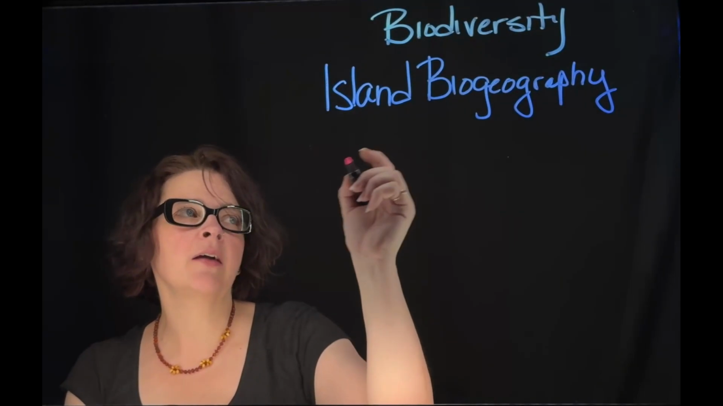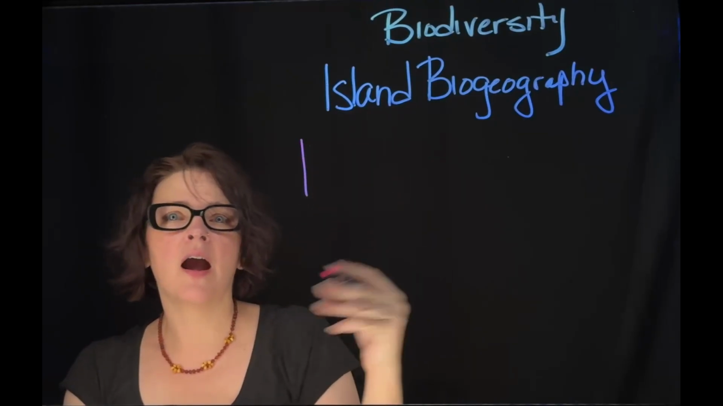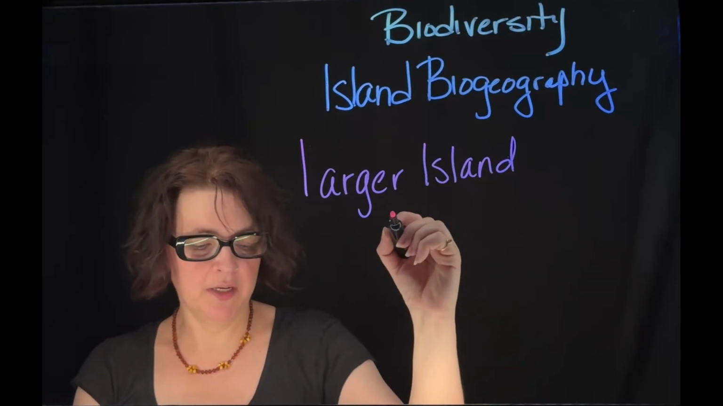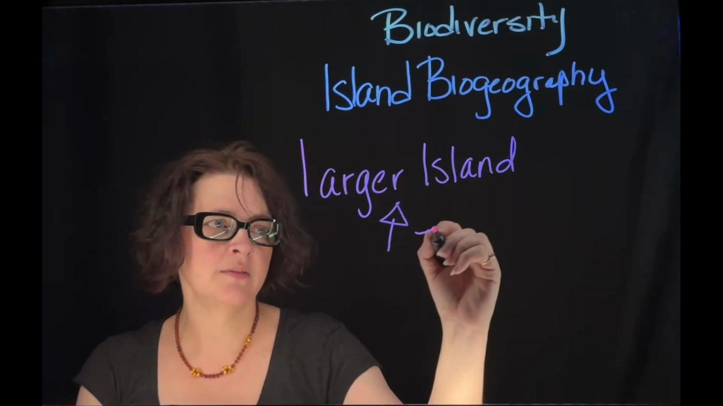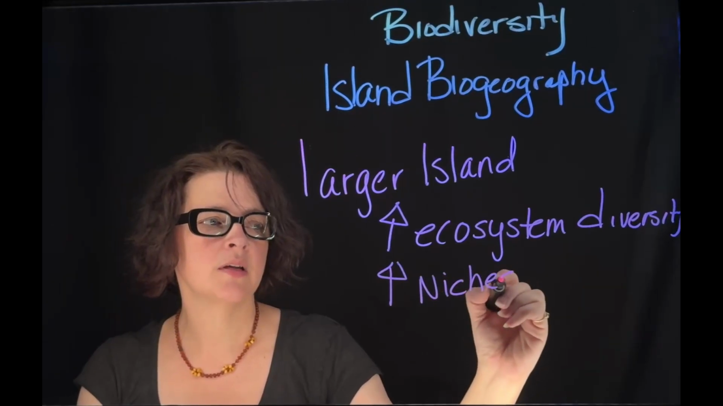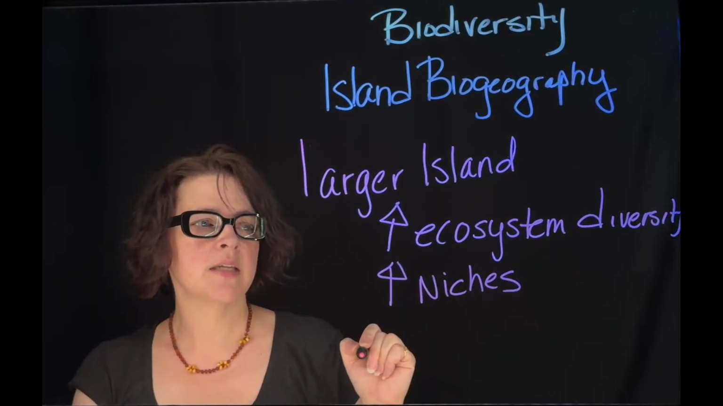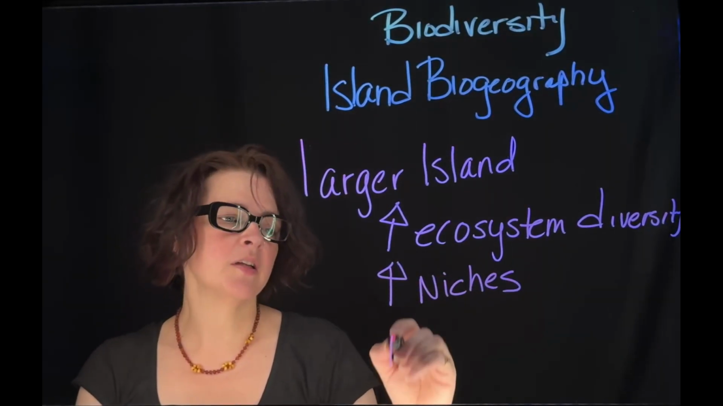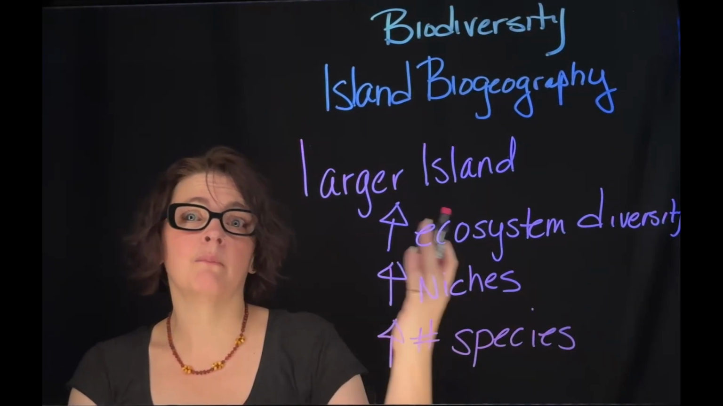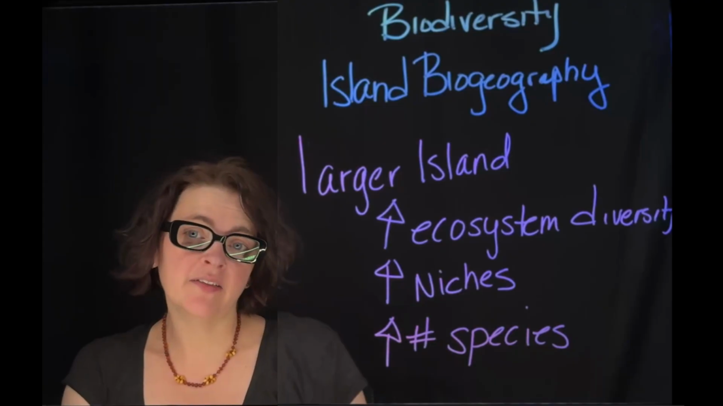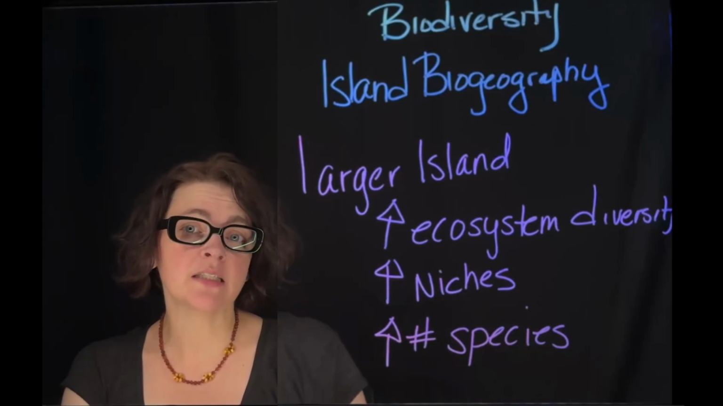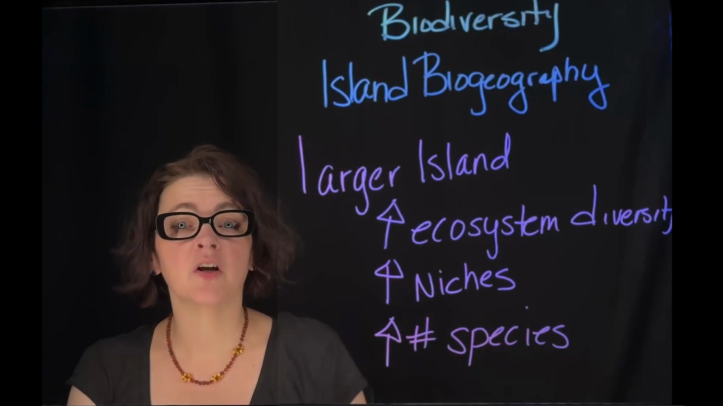So when we're looking at island biogeography, a couple of little rules come into play. A larger island is generally going to have higher ecosystem diversity. It's going to have more niches available for organisms to take part. And there's going to be a greater number of species. And that's just because there's more space on this island. Larger islands are also more resistant to change, and they have a lower extinction rate because they have larger genetic diversity.